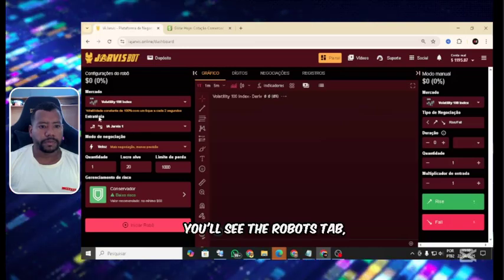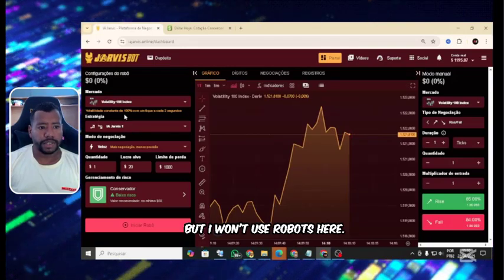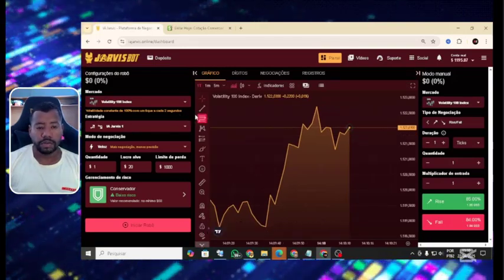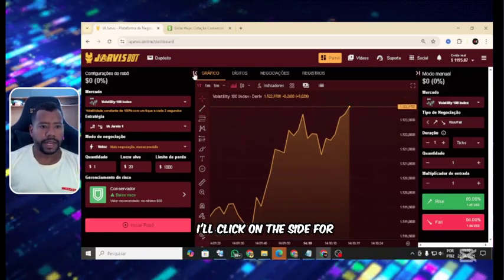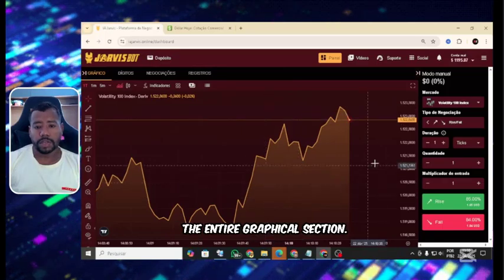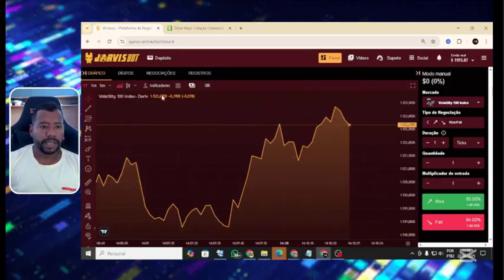Back to the panel, you'll see the robots tab, but I won't use robots here. Focus on the graphical part. Click on the side for a better view of the entire graphical section.